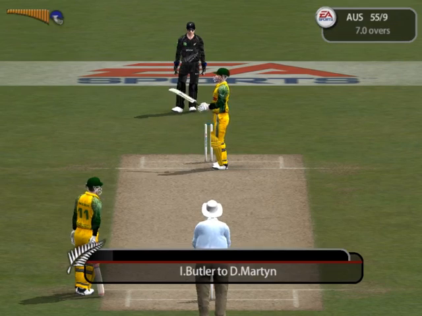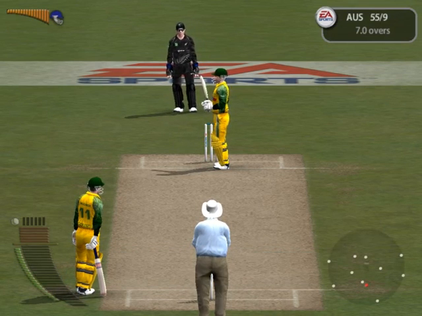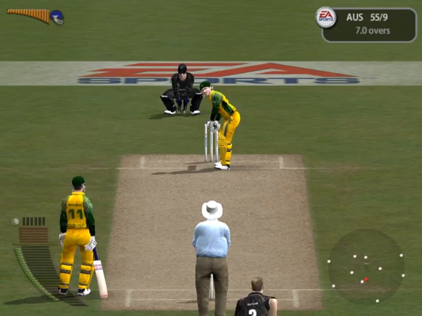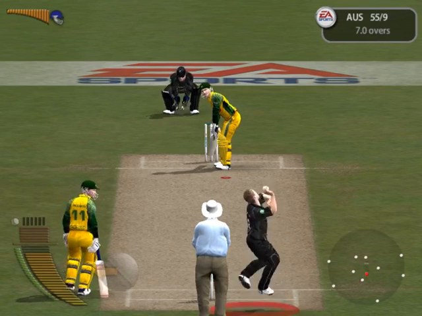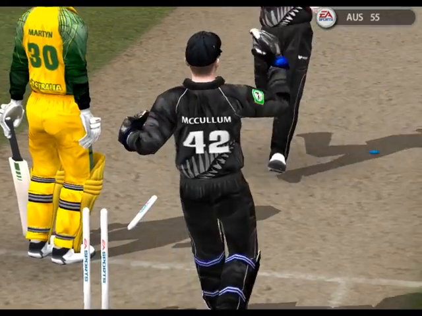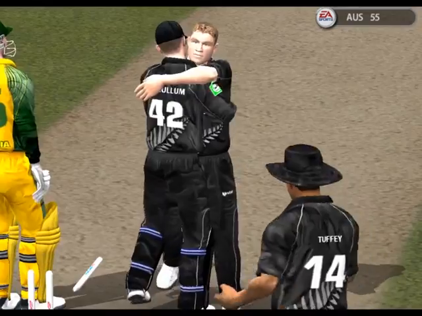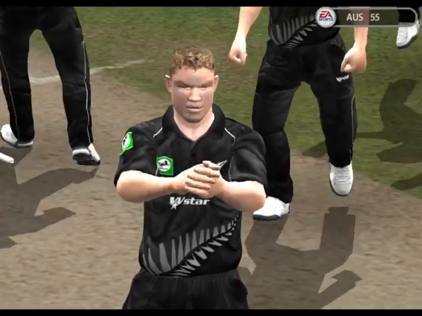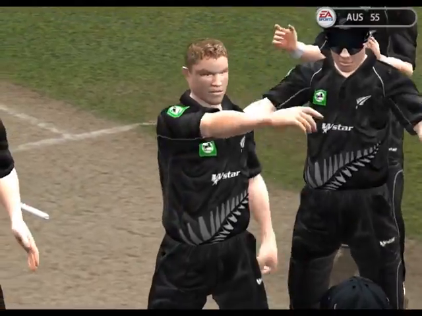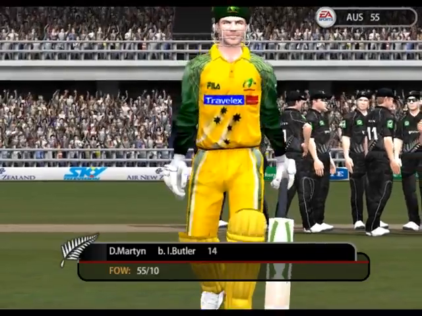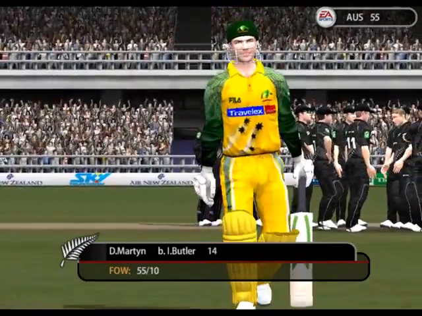Martin is now facing. Butler has got him. Great bowling there, perhaps a bit of extra pace, and it went straight through it. Well, that's a pretty modest total for Australia. The bowlers can be very pleased with themselves. Butler gets his first wicket. Martin goes for only 14.